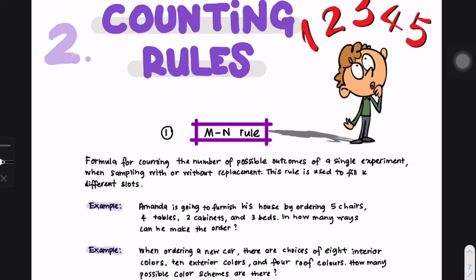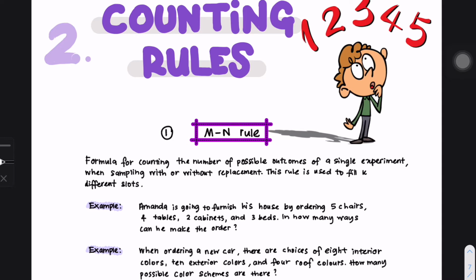Okay, so kita nak tengok macam mana kita boleh cari possible outcome daripada eksperimen. So we have a few rules here. We have three today to learn. The first one is called the MN rule.